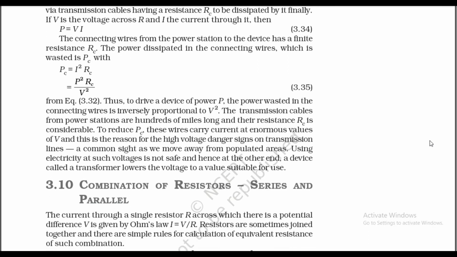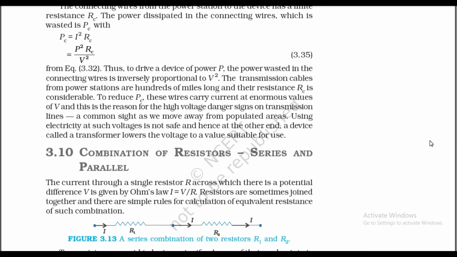From equation 3.32, thus, to drive a device of power P, the power wasted in the connecting wires is inversely proportional to V squared. The transmission cables from power stations are hundreds of miles long and their resistance R_c is considerable. To reduce P_c, these wires carry current at enormous values of V, and this is the reason for the high voltage danger signs on transmission lines, a common sight as we move away from populated areas. Using electricity at such voltages is not safe, and hence at the other end a device called a transformer lowers the voltage to a value suitable for use.